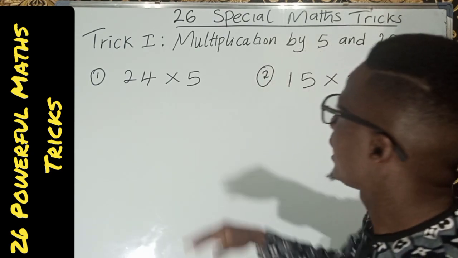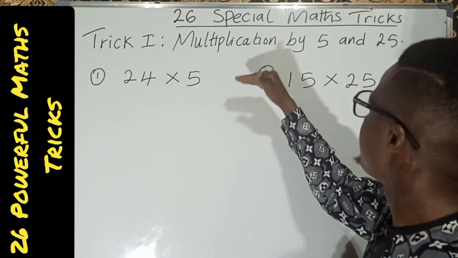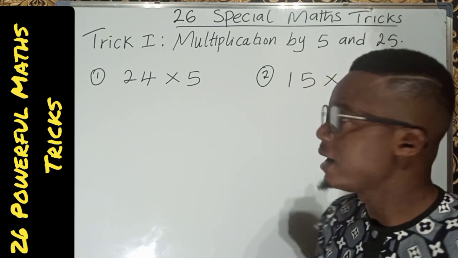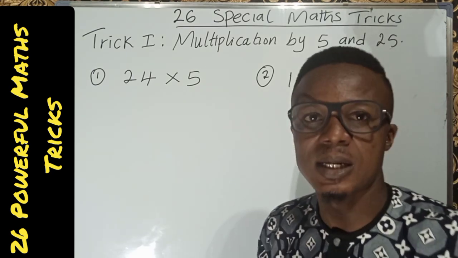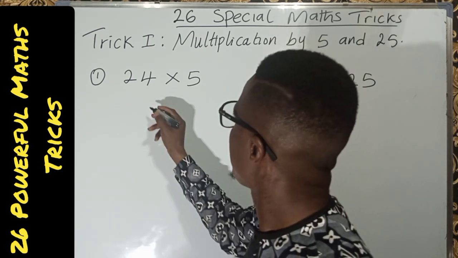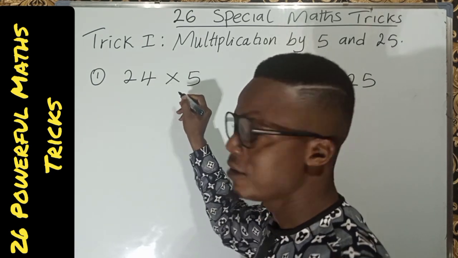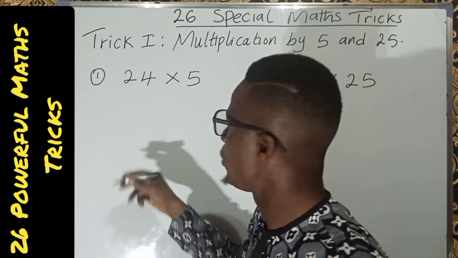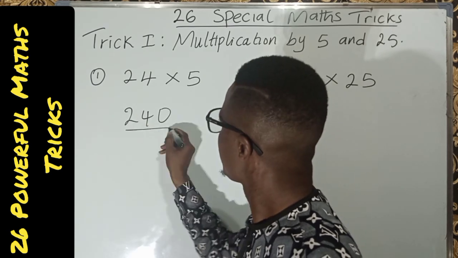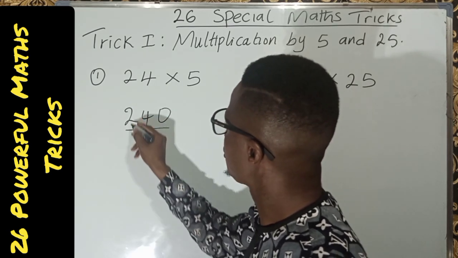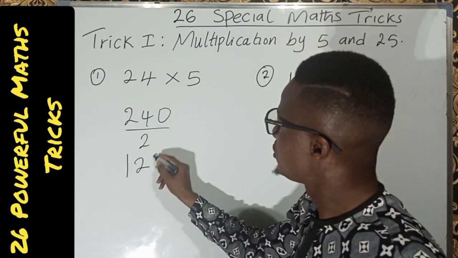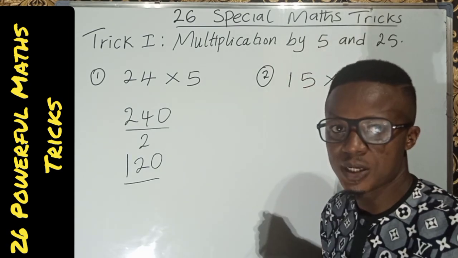The first question, which I call trick 1, is about various means through which you can multiply a number by 5 or 25, no matter the digits in that number. So if I want to multiply 24 by 5, provided it is 5 that I'm multiplying with, just add 0 to that number and divide by 2. 2 divided by 2 is 1, 4 divided by 2 is 2, and 0 divided by 2 is still 0. So the answer here is 120.